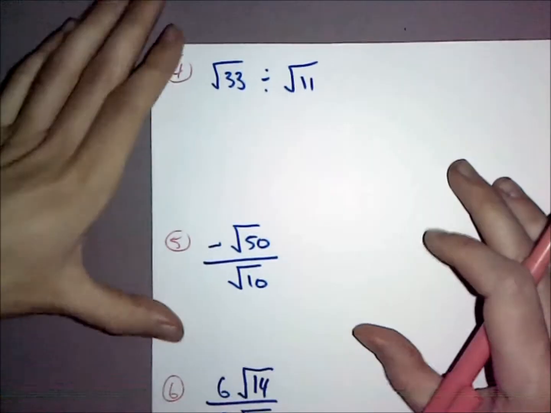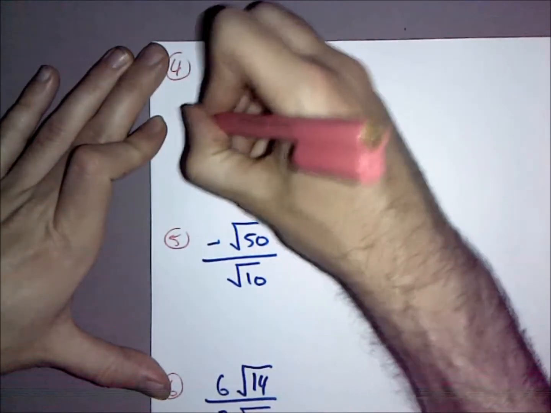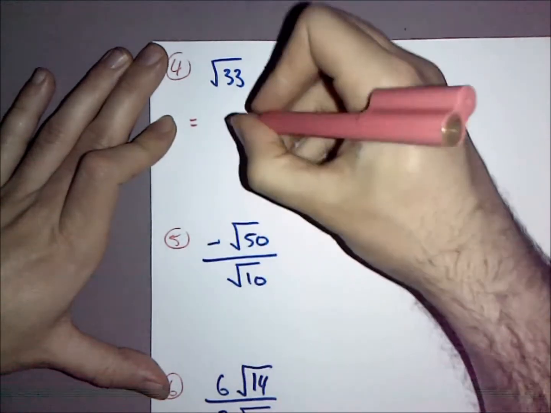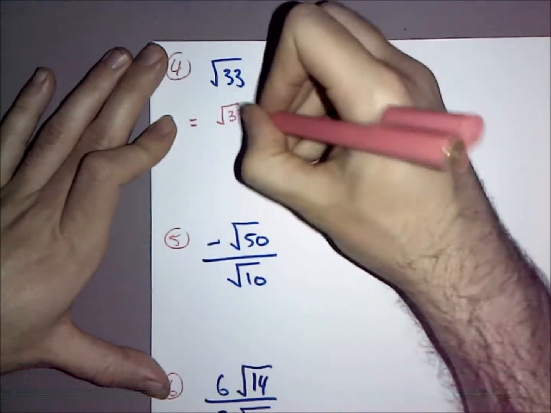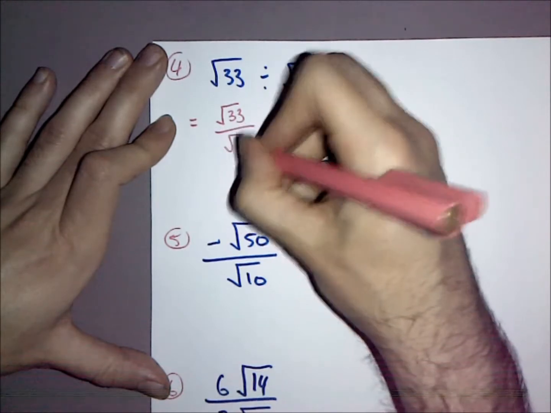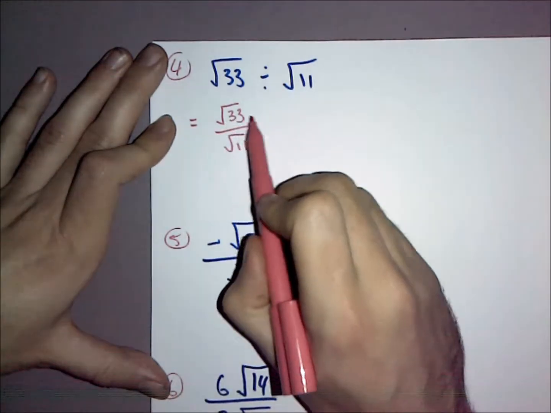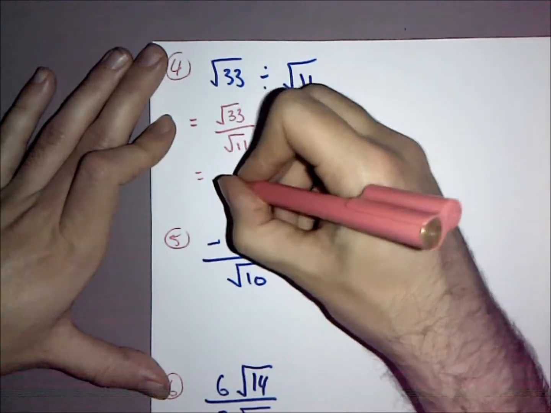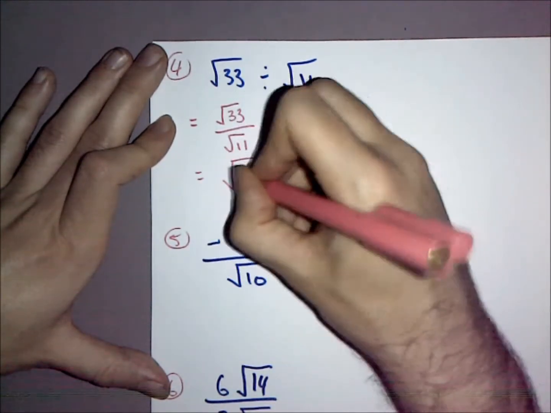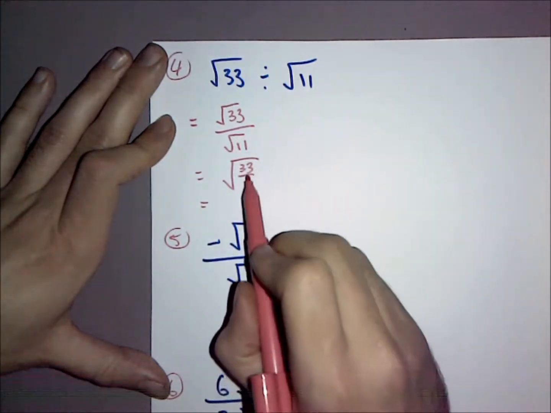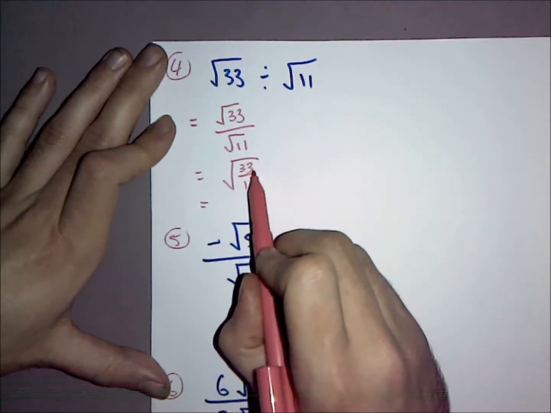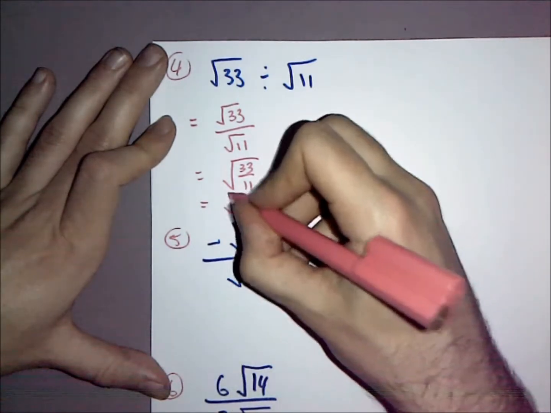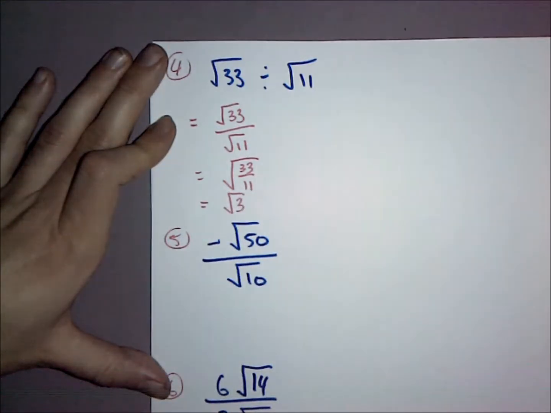Alright, next ones, we'll do some division. Now, it's not written in the form that we wrote the rule before, so I'm going to change that first. So it's going to be the square root of 33 divided by the square root of 11. And all I need to do is write the 33 divided by 11 underneath the square root. So it's going to be big square root of 33 divided by 11. And then I'm just going to do 33 divided by 11, which is going to give me 3. So I'm going to be left with the square root of 3.